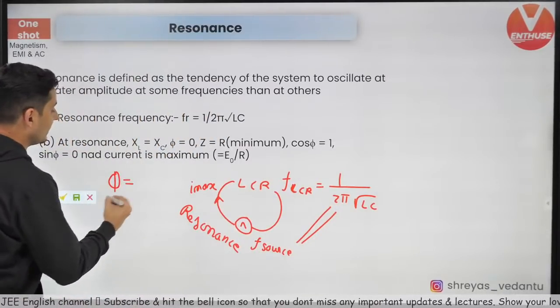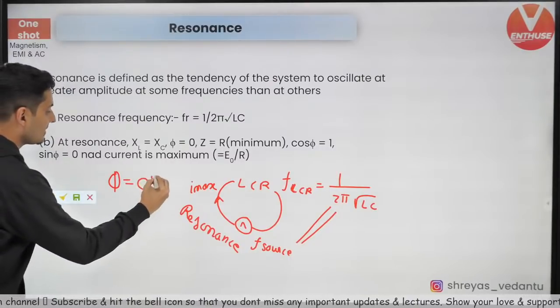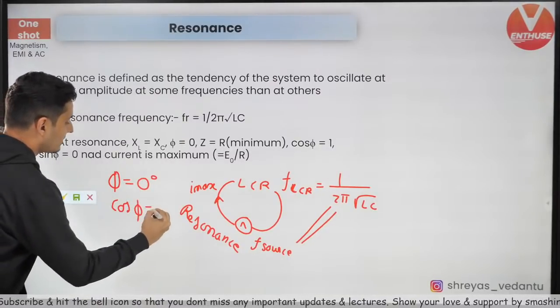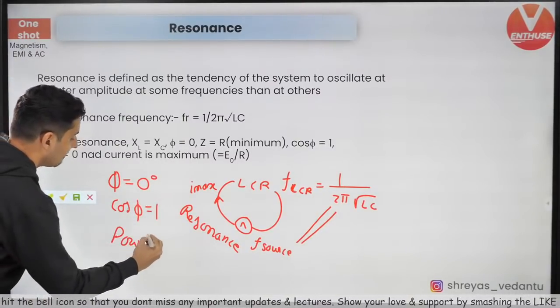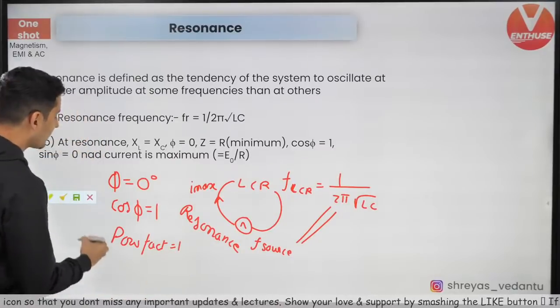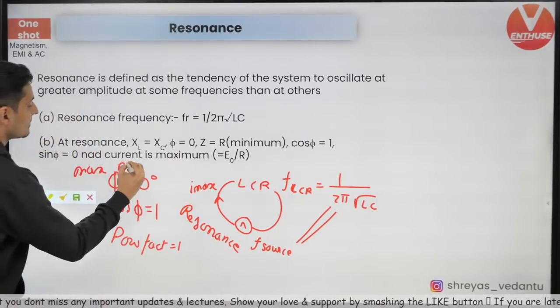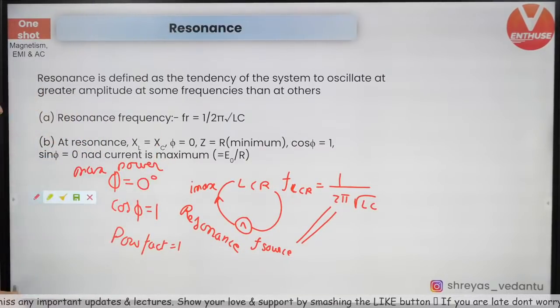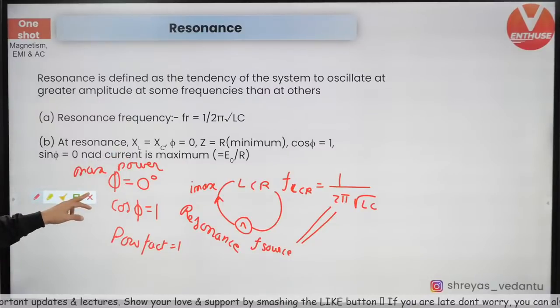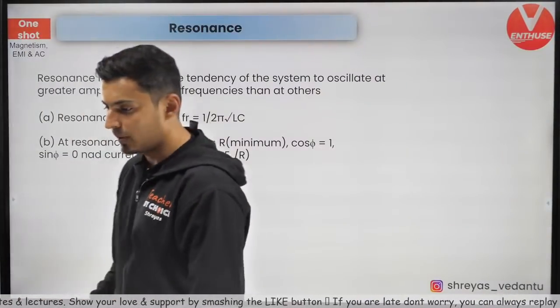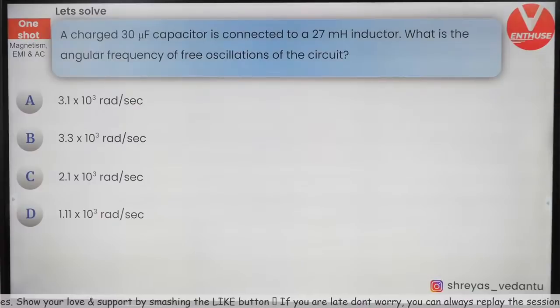If the source frequency matches the LCR frequency, you get maximum current and maximum power. When resonance occurs, the power factor is 1 because the phase difference is 0. So cos phi is 1. Max power is delivered. Maximum energy is delivered. All these things are very, very important. Cool. Let's do the questions on this.